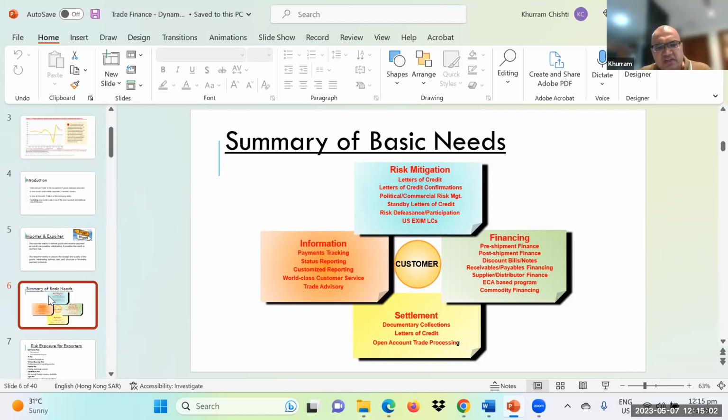Another very important part is that customers also want a detailed MIS. Both importer and exporter would like to have a detailed MIS: we gave you this document, the type of documents involved, when did we give it to you, when are they going to clear. So all these are also functions of a bank.